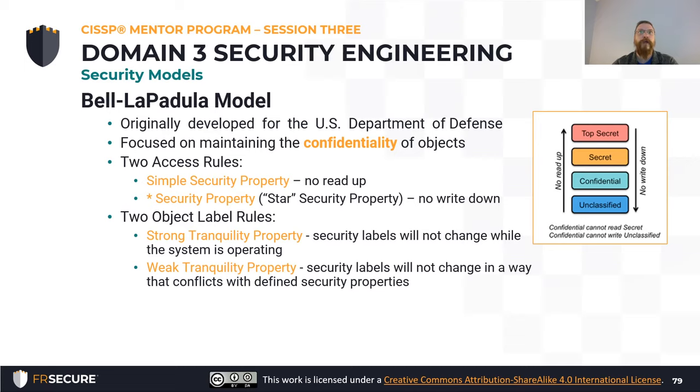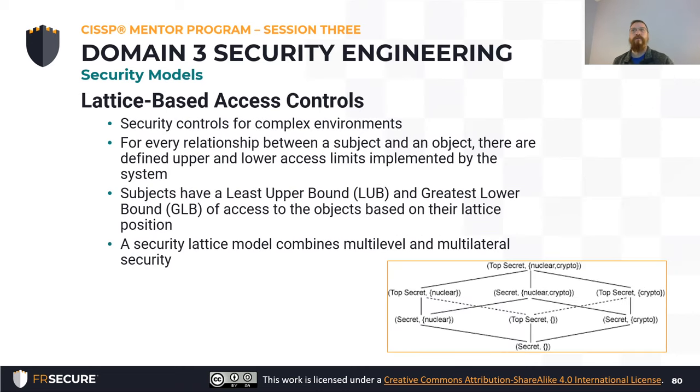Two rules: strong tranquility, meaning security labels will not change while it's in operation, and weak, meaning they will not change in a way that conflicts with defined security properties. So we just need to know Bell-LaPadula, confidentiality, meaning no read up. If you see the star property, now it's no read up, no write down. And then they have the strong tranquility and weak tranquility. Memorize all these slides. Nobody's going to want to have me teach anymore because I just keep saying you've got to memorize this stuff.